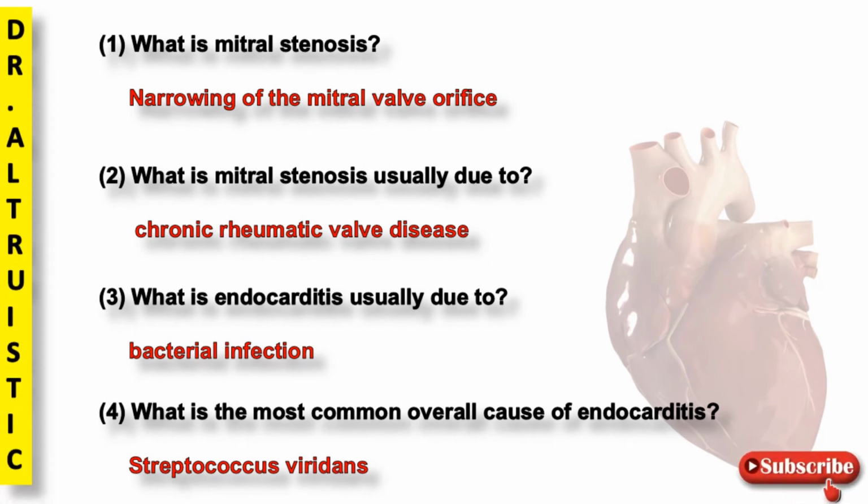1. What is mitral stenosis? Narrowing of the mitral valve orifice. 2. What is mitral stenosis usually due to? Chronic rheumatic valve disease. 3. What is endocarditis usually due to? Bacterial infection. 4. What is the most common overall cause of endocarditis? Streptococcus viridans.